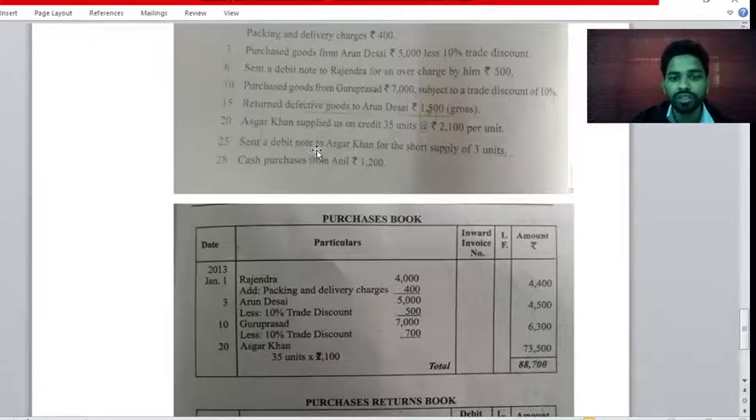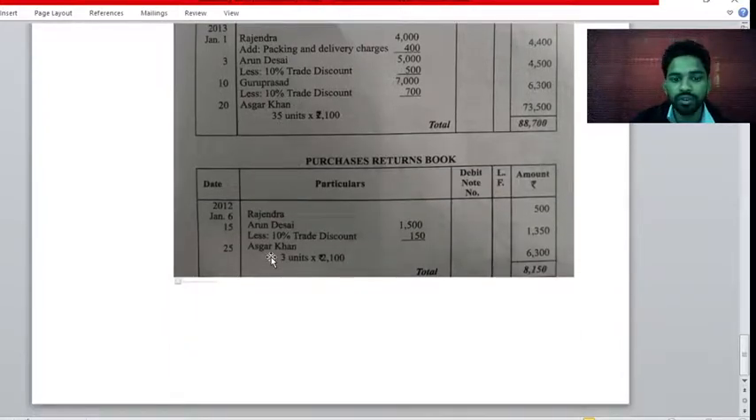Okay, so next, send a debit note to Asghar Khan for the short supply of 3 units. Debit note means what? It is the purchase return book. So Asghar Khan 3 units into 2,100, it will be 6,300.